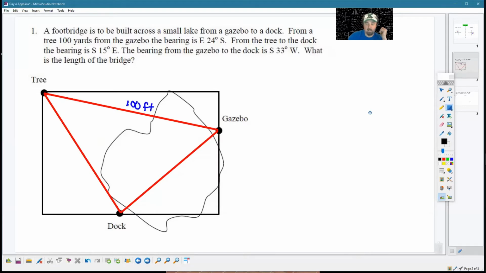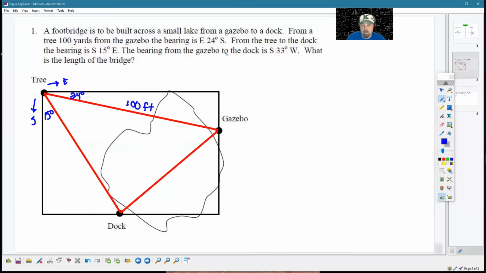But that east 24 degrees south, well, east is this way to start. That's what this line represents. And 24 degrees to the south is down. That 24 degrees actually falls right there. Let's try that again for this one. So a tree to the dock. We're going tree to the dock. There's a bearing of south. So south is this way, but we're going to turn 15 degrees to the east. So south is down from our tree. We're going to turn towards the east 15 degrees. That angle is actually out here.